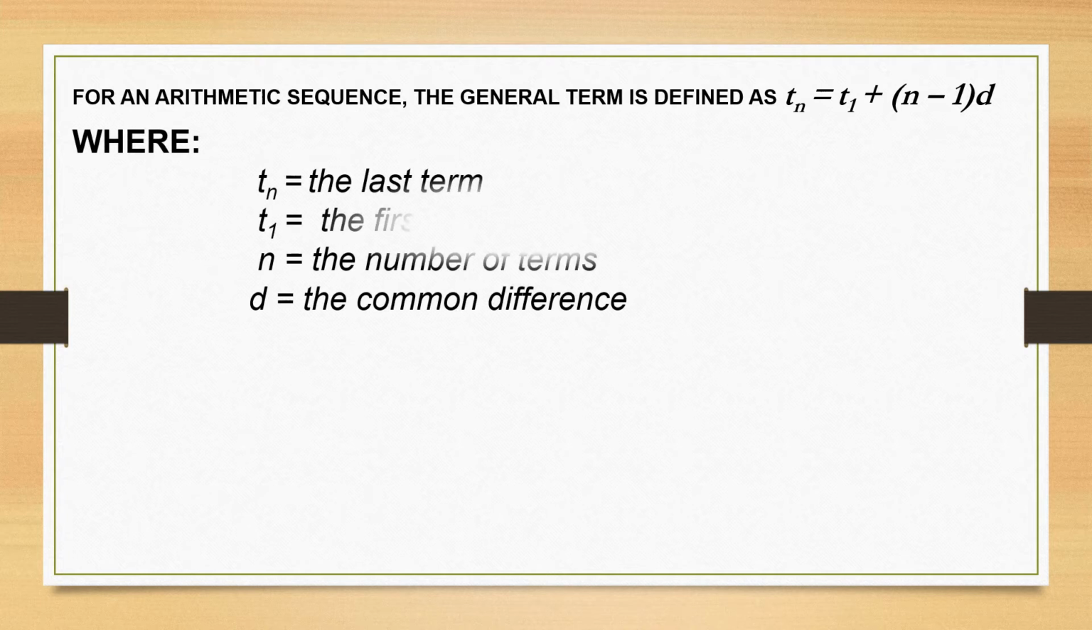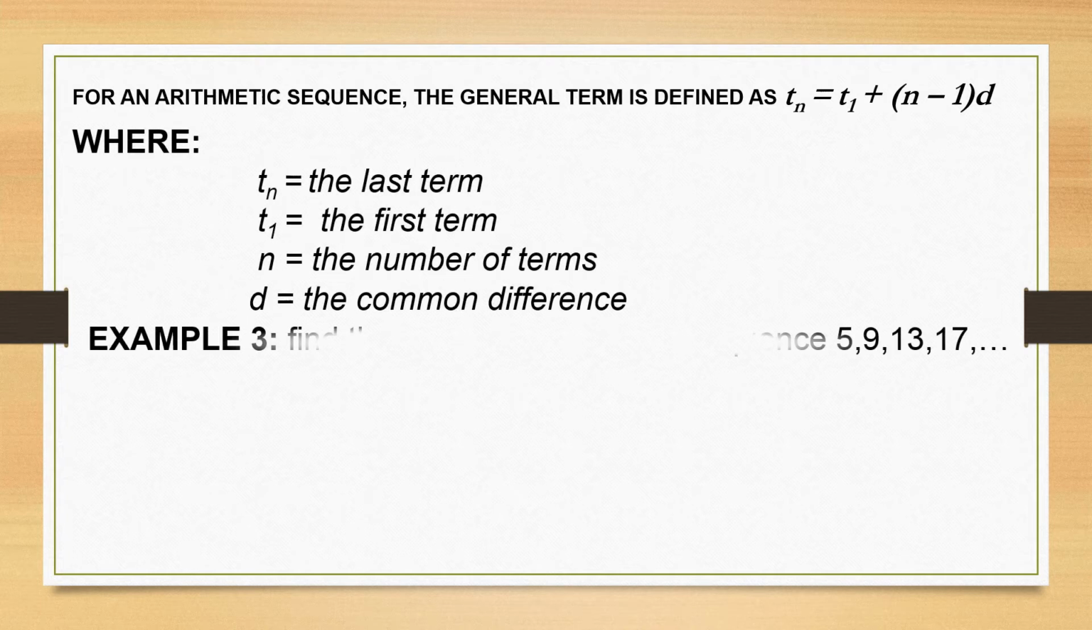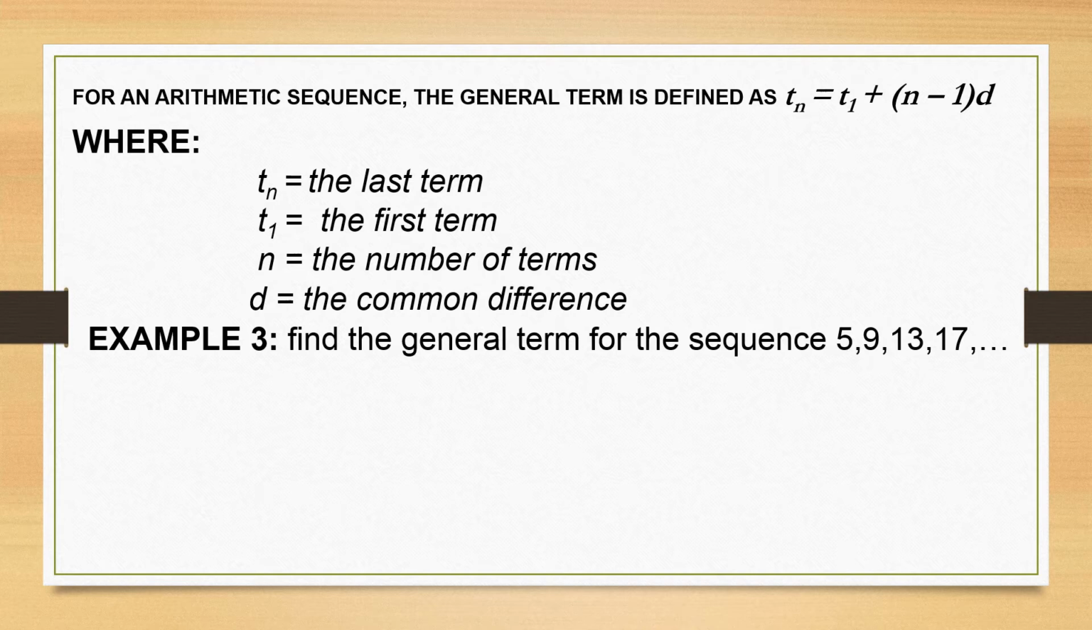Okay, so we have here now. Then let us have an example. Find the general term of the sequence 5, 9, 13, and 17. Talking about the general term, this actually corresponds to a formula that would describe the given sequence. So meaning we can obtain each term by using this general term.